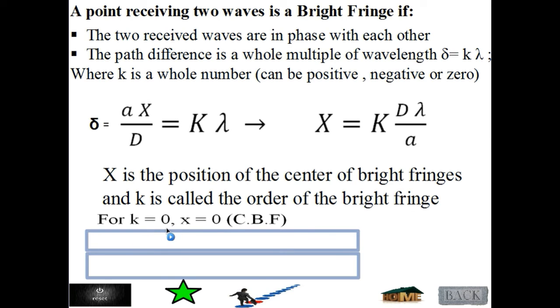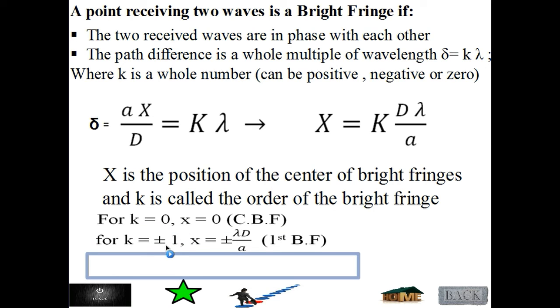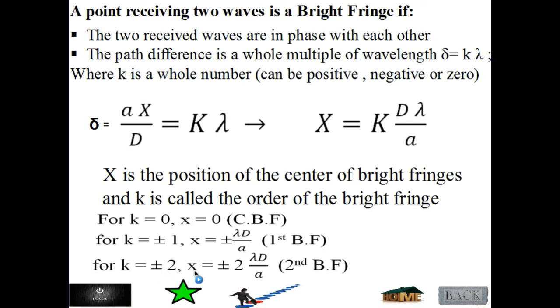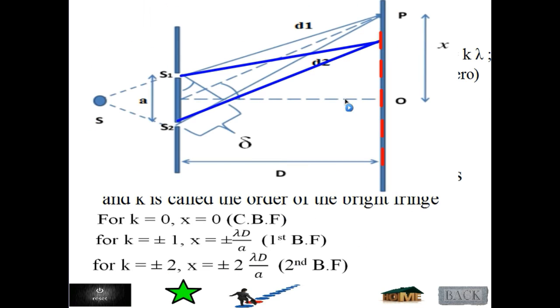For k equals 0, as we said, x equals 0, this is the central bright fringe. For k equals 1 or minus 1, x equals lambda D over a, minus or plus, this is the first bright fringe. For the second bright fringe, k will be plus 2 or minus 2, on the positive side or on the negative side. So these are the positions of the center of the bright fringes.